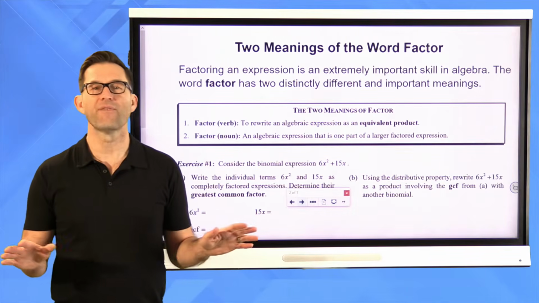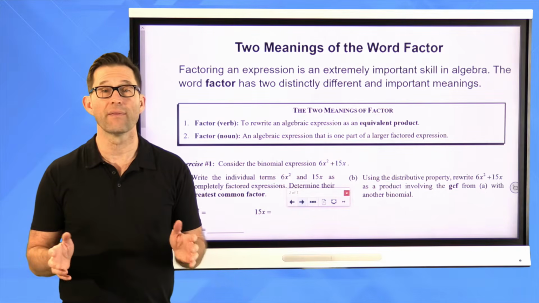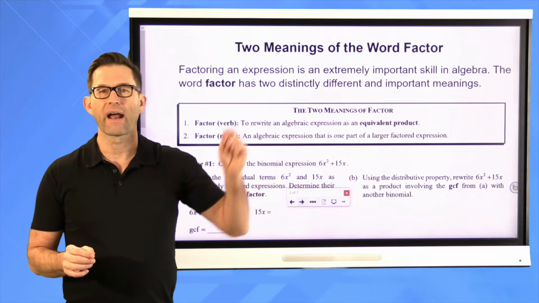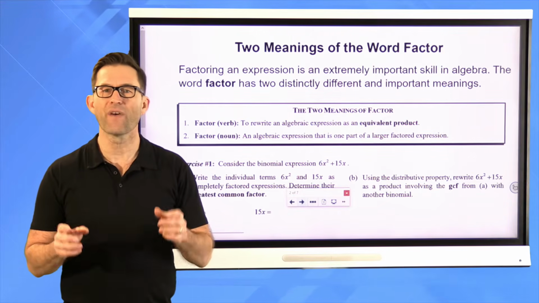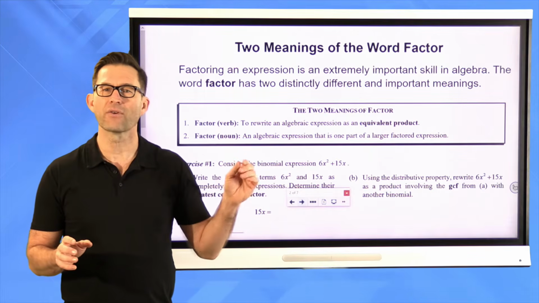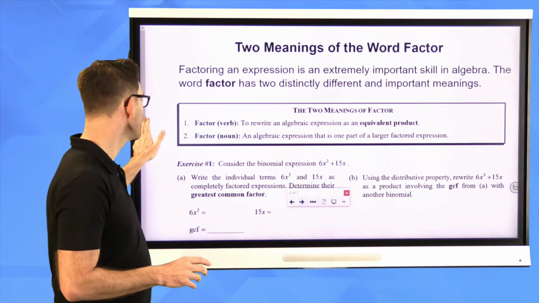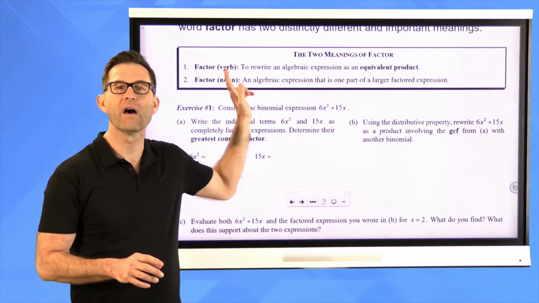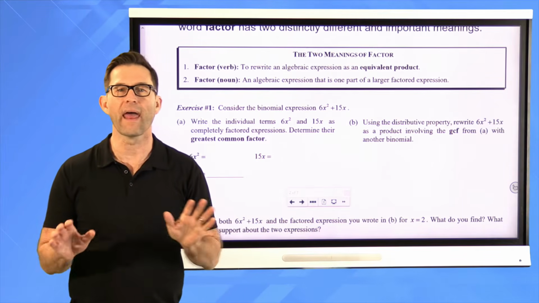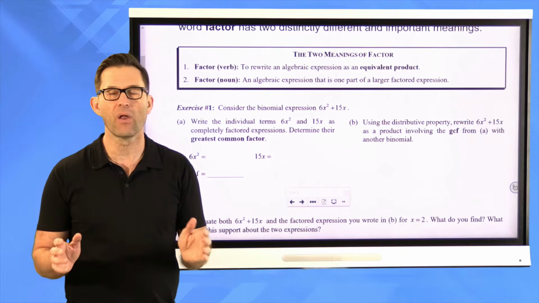Now you've seen factoring throughout the years. You certainly saw it last year and the year before, but let's really boil it down. The word factor has two meanings. Factoring an expression is an extremely important skill in algebra, and the word factor has two distinctly different and important meanings. The first one is the verb factor, and all that means is to rewrite an algebraic expression as an equivalent product. That's all it is.